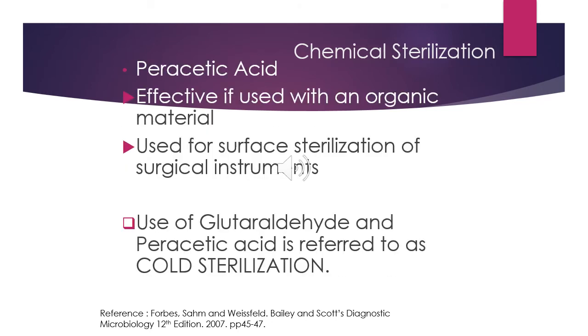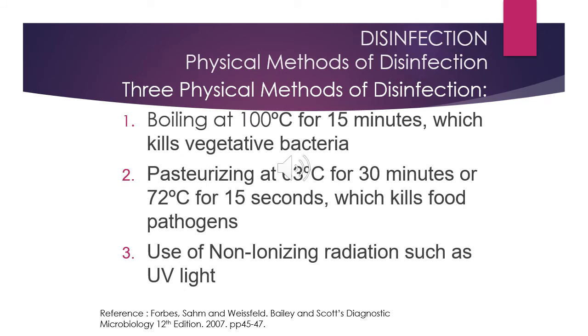Another effective chemical sterilant is your peracetic acid. However, peracetic acid is effective even if it is used with organic material. It is commonly used for surface sterilization of surgical instruments. Glutaraldehyde, in the form of your formaldehyde, and peracetic acid are referred to as cold sterilization because you do not need to employ high humidity or heat. So, we're done with sterilization.